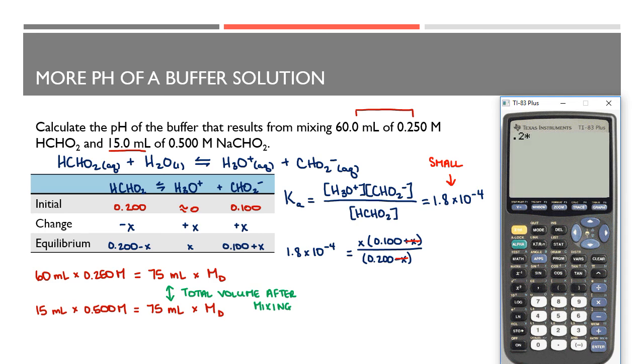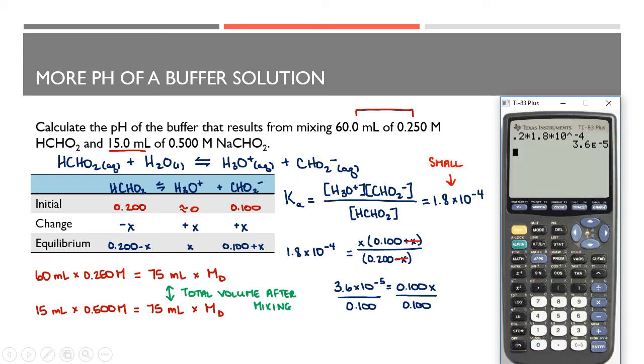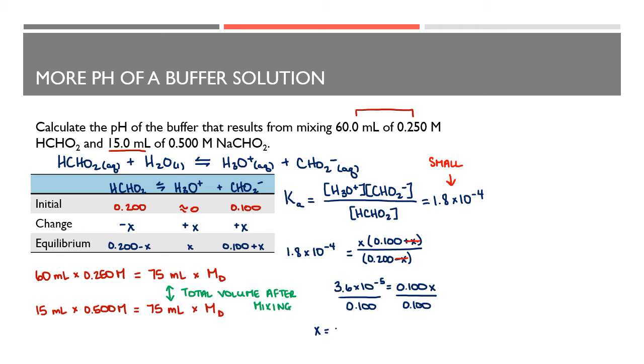So I'm just going to cross multiply here. I have 0.200 times 1.8 times 10 to the negative fourth, and I get 3.6 times 10 to the negative fifth. So 3.6 times 10 to the negative fifth is going to equal 0.100 times x. So I'm going to divide both sides by 0.100 to get rid of that and get x all by itself. So then x will equal 3.6 times 10 to the negative fourth.